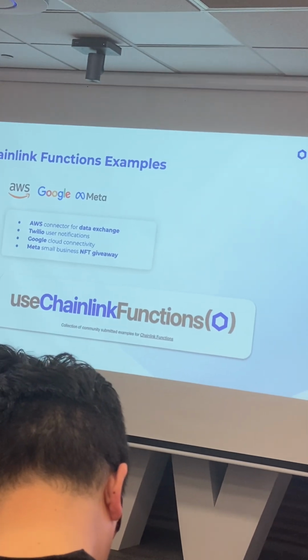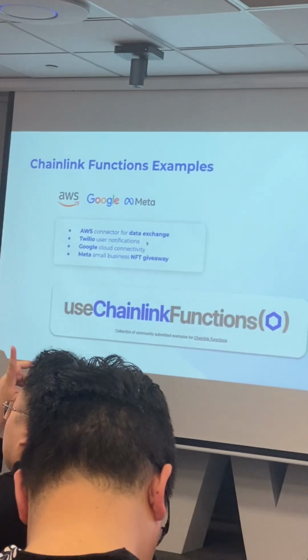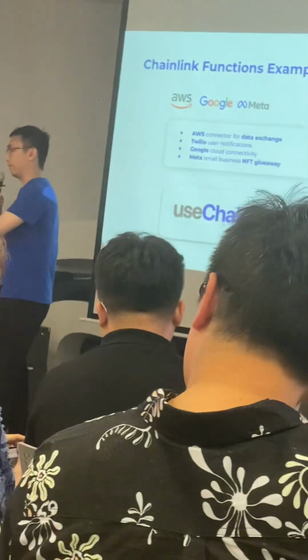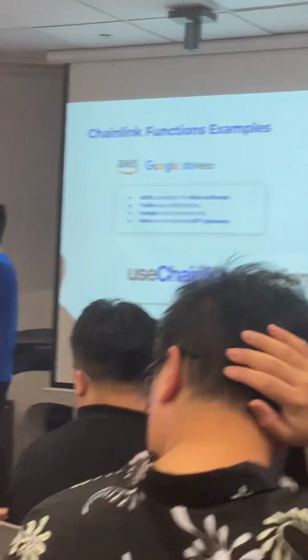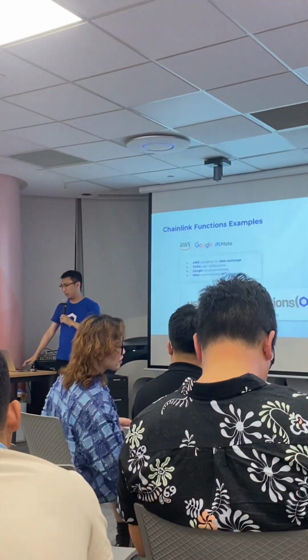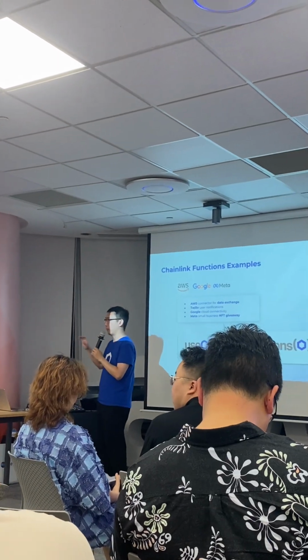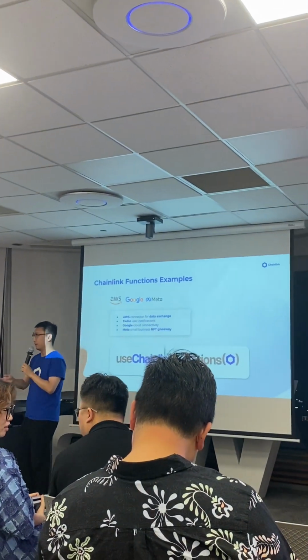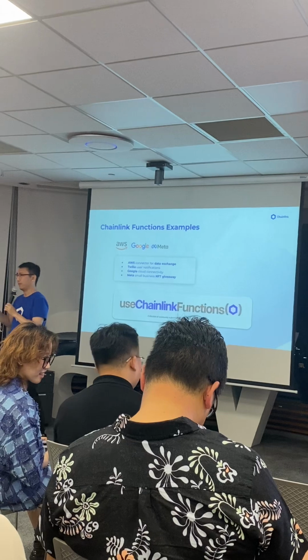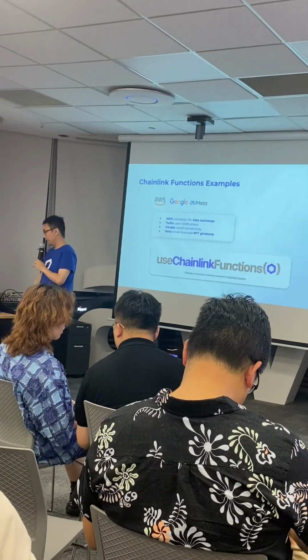For example, like AWS, we have a Data Exchange that is, as far as I know, the largest data exchange in the world. And any data you can get from the Data Exchange, you can bridge this data to the on-chain smart contract with Chainlink Functions. And also with Twilio, you can use the Twilio API to send a request to the users based on their on-chain behavior, if they bind the identity of Web2 and Web3 together.